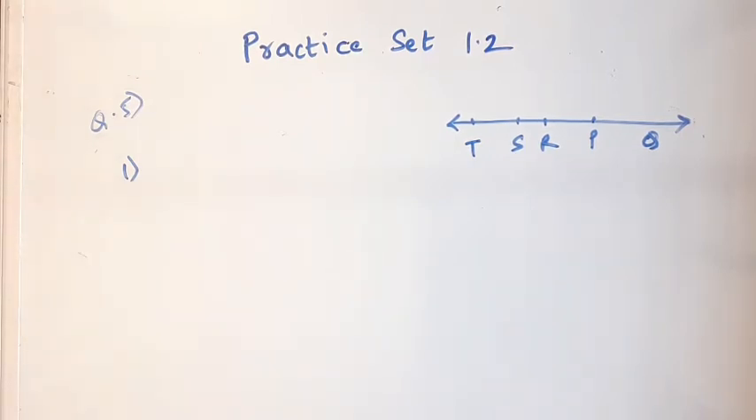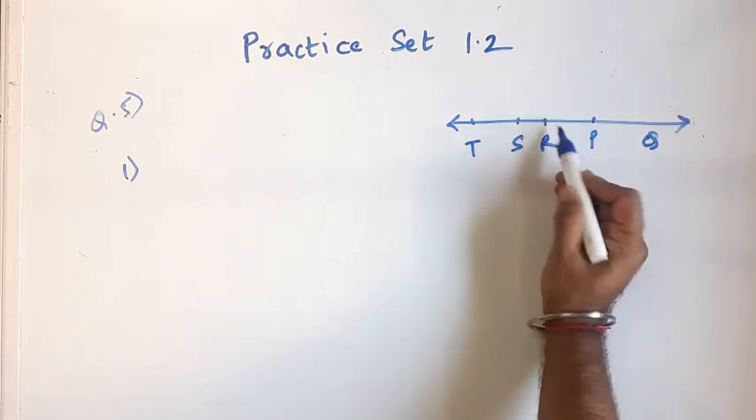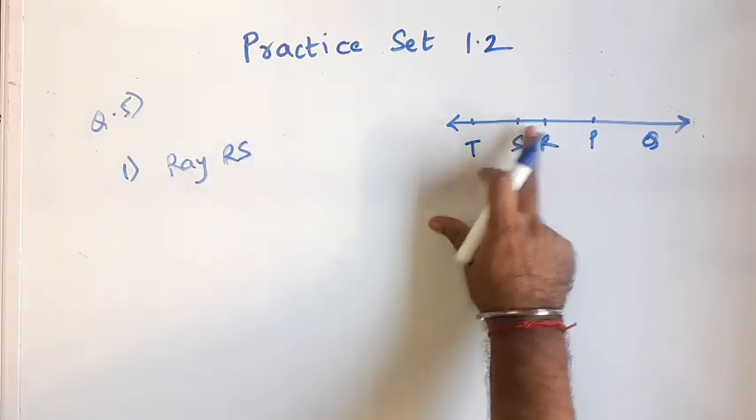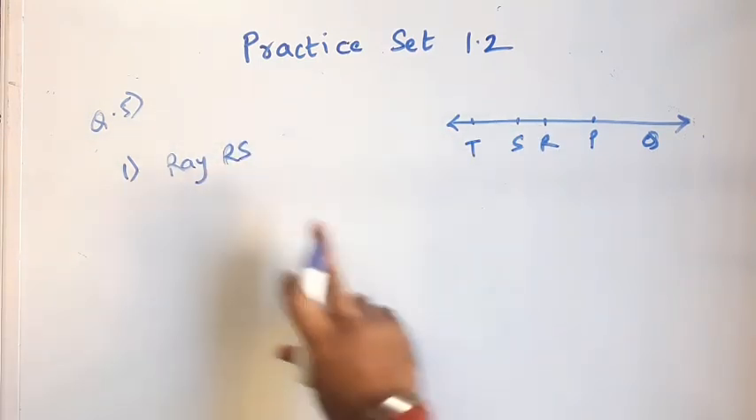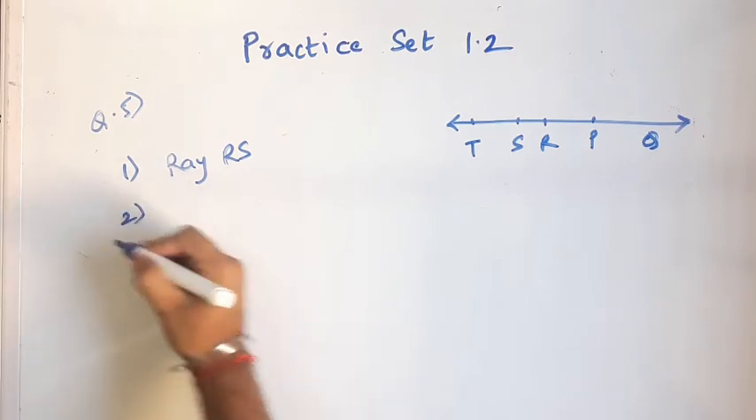Question says, write the name of the opposite ray of ray RP. Ray RP, so I can write ray RS. Also I can write ray RT, one and the same, but it should start from R. Okay, let us see the second one.